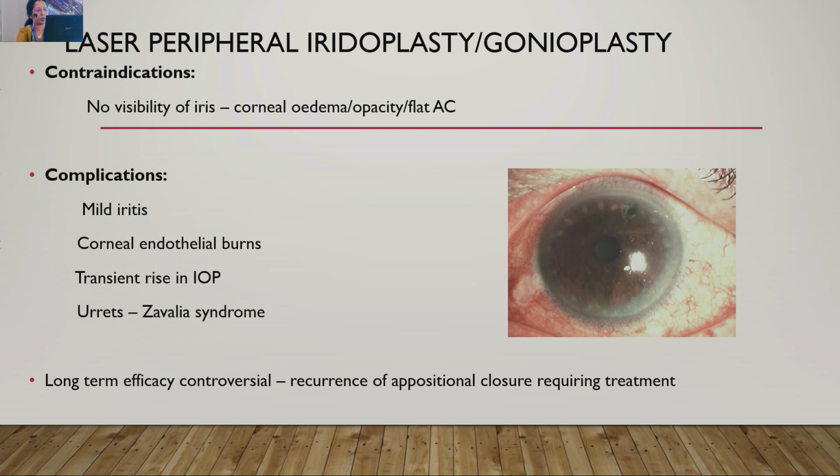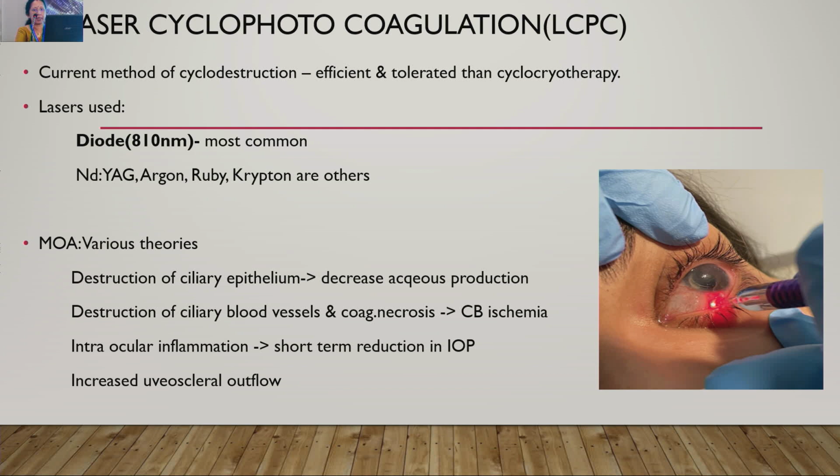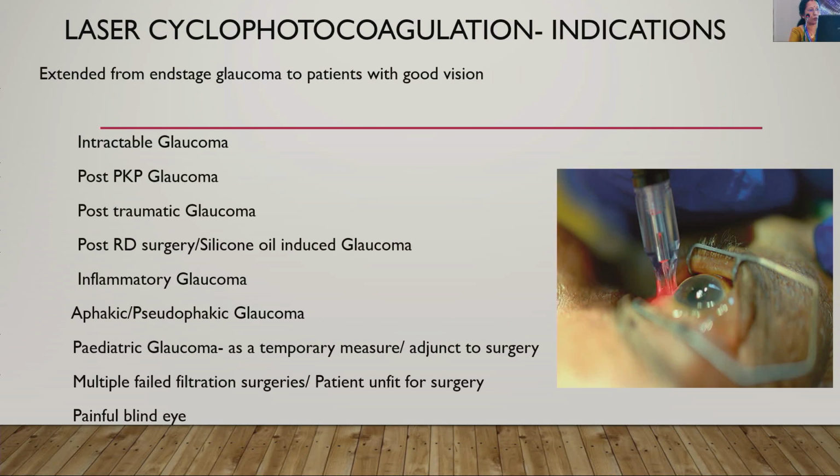Next is laser cyclophotocoagulation, which is a current method of cyclodestruction, and which is more efficient and tolerated than cyclocryotherapy. Commonly used is the diode laser. The various theories of mechanism of action are destruction of the ciliary epithelium and destruction of the ciliary blood vessels, leading to coagulative necrosis, ciliary body ischemia, and decreased aqueous production. The intraocular inflammation also produces a short-term reduction in the IOP, and also it increases the uveoscleral outflow.